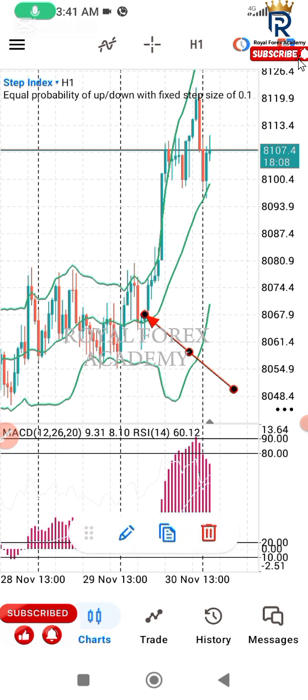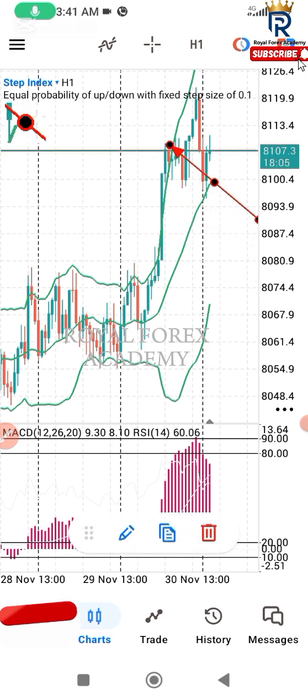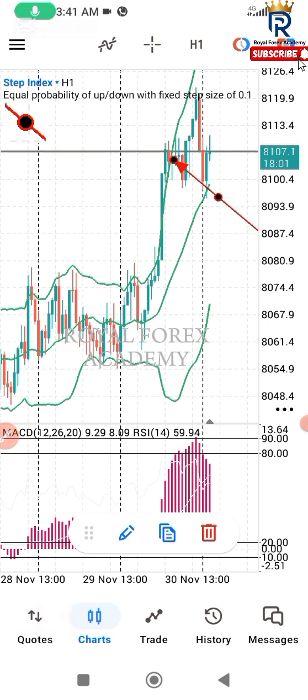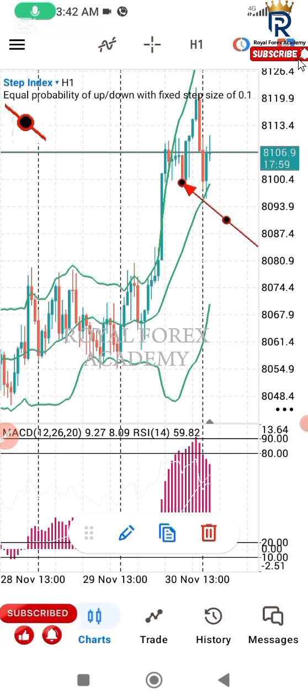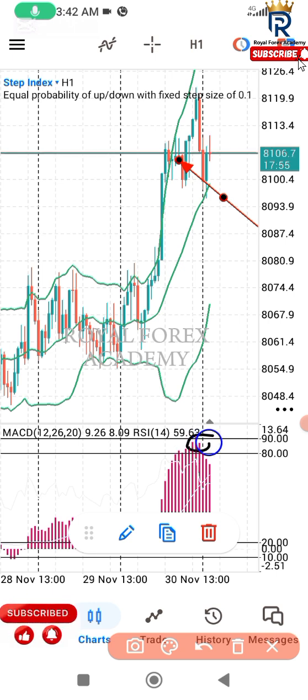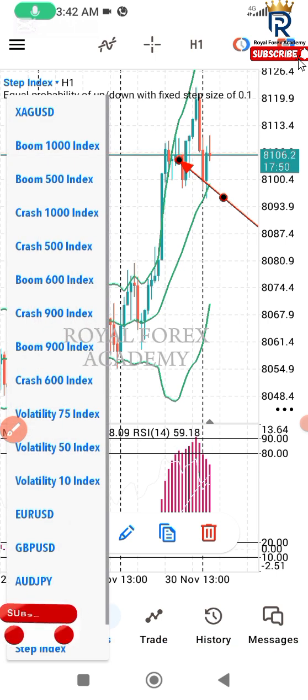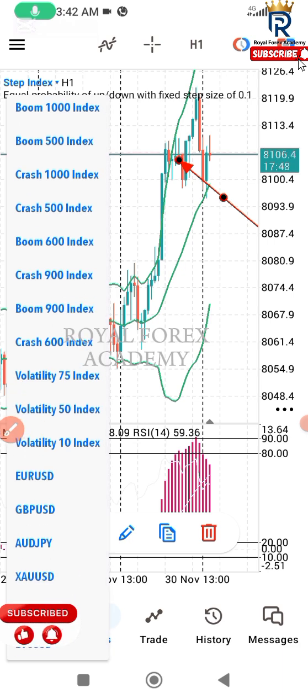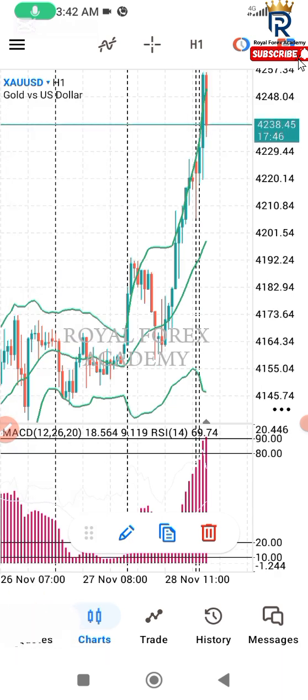So let's look at this. In this case, we have this opposite candle, but we don't have an entry here. The reason we don't make an entry here and here is because price is already at the level of 80 and 90 zone. So let's look at other assets. Let's look at gold and see how this plays out.